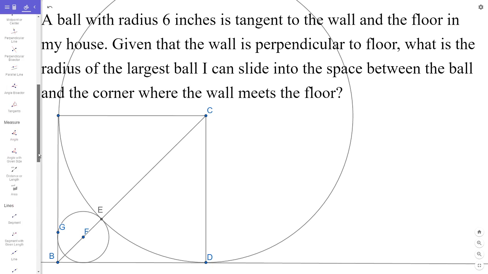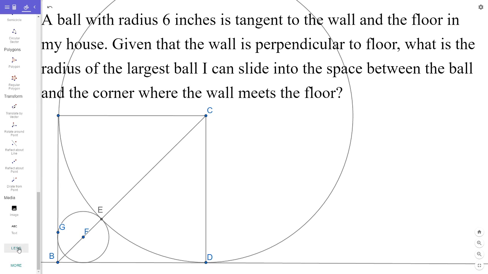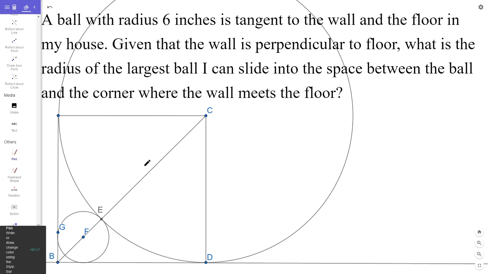Now, using the visualization, can we find out what exactly is going to be the radius of this theoretical ball that's going to fit in this space here? So let's label some of the stuff we know. Well, we know that E to C is the radius, which is 6, and this radius must be the same as CD. And since this value here is also a radius, I guess we could just call this point A. So CA is also the radius. So we have 6, and we form this square, so we know that BD is also 6.